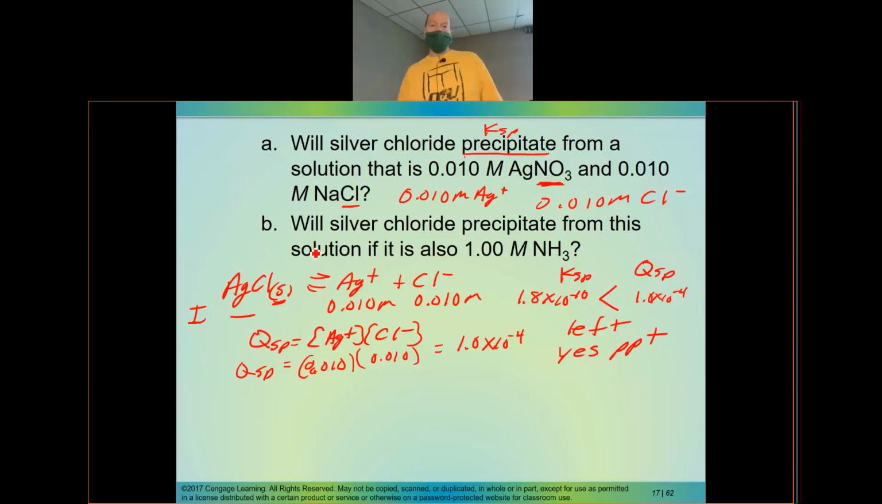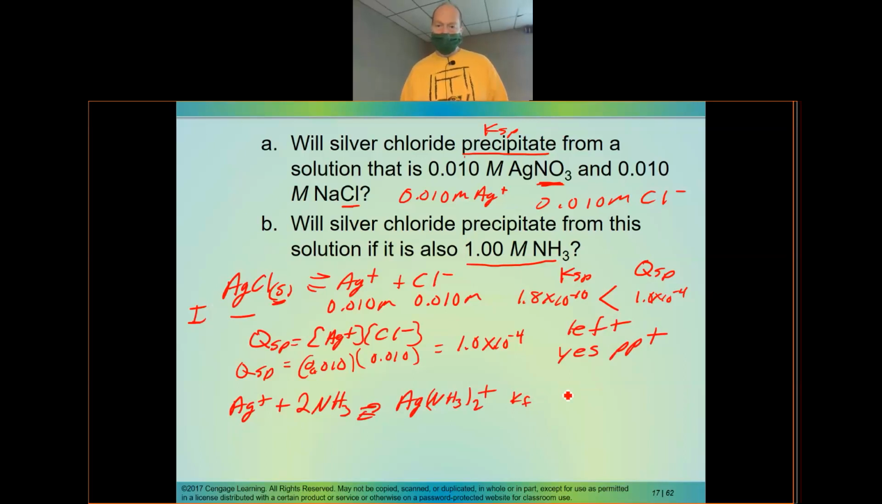All right, now the question is, will it precipitate if we also add 1 molar of NH3? So this is a much more difficult question. Now we have our complex ion formation. And so we have our Ag plus plus 2 NH3 going to Ag(NH3)2 plus. And that has a Kf of 1.7 times 10 to the 7th.